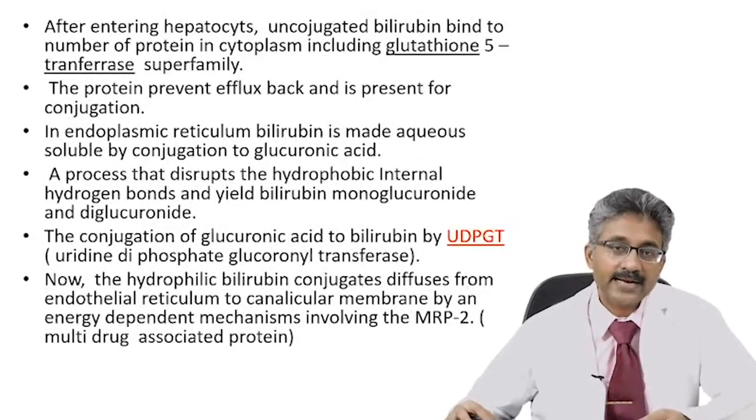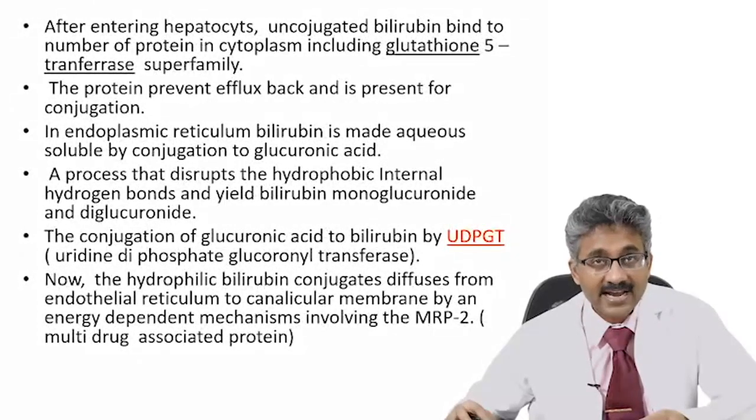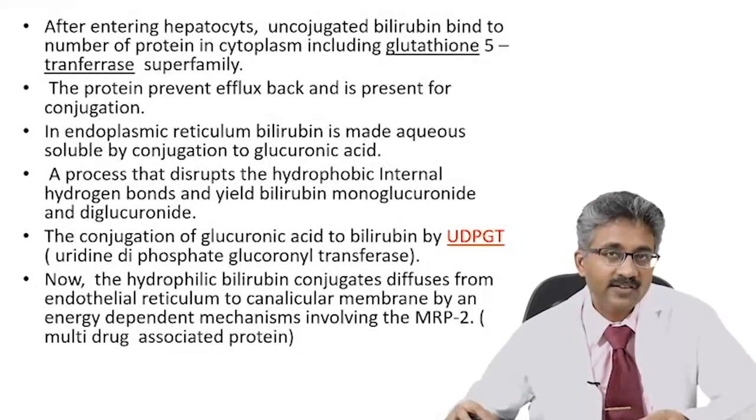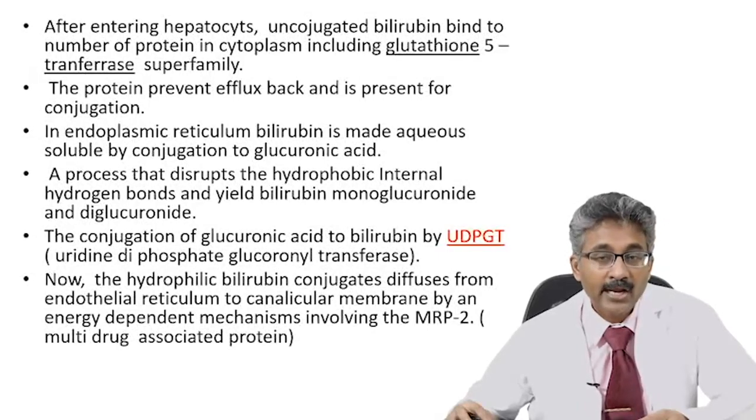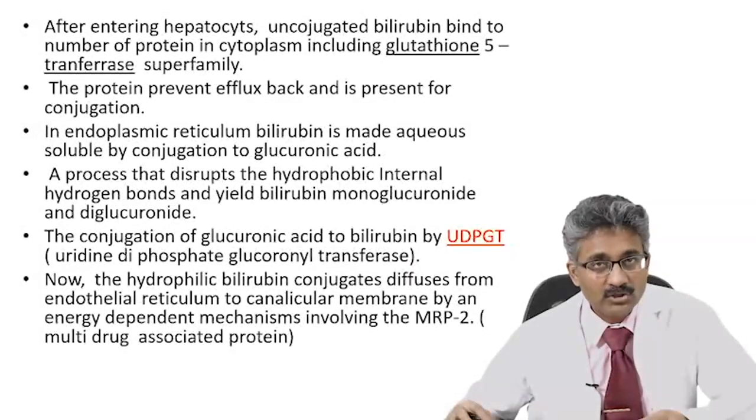Then after entering the hepatocytes, the unconjugated bilirubin will bind to a number of proteins called the glutathione transferase superfamily. This binding prevents the efflux of bilirubin from the liver back to the blood. Then in the endoplasmic reticulum, this bilirubin will be conjugated to glucuronic acid. This conjugation is done by UDP glucuronosyltransferase in the endoplasmic reticulum of the liver. Now, this conjugated bilirubin is hydrophilic, it is water soluble.